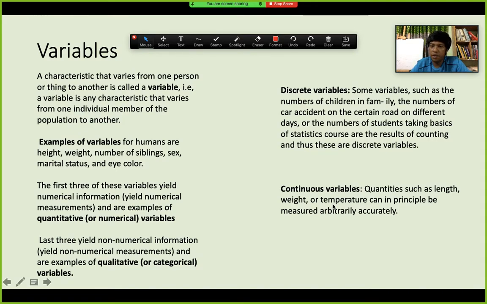Continuous variable is if the answer can take a decimal number, then it is a continuous variable. Suppose you ask what is the height or what is the weight, then it will be a continuous variable. And if you have a more precise machine for measurement, then your answer will be more accurate. Decimal numbers come for continuous variables. For discrete variables, only whole numbers come.